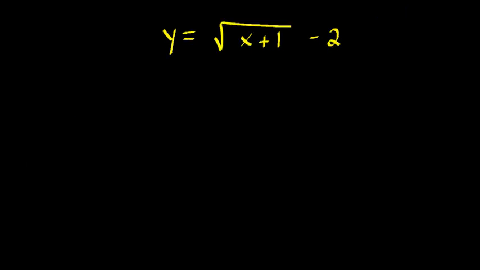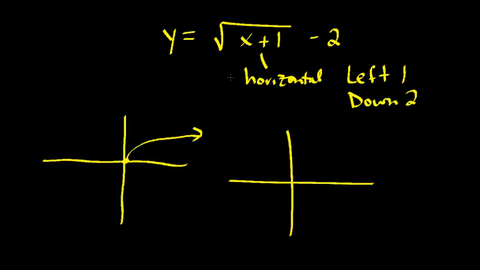Next, let's take a look at a transformation of the square root function. As we know, values added or subtracted inside the function, in this case the square root, are horizontal movements. Plus goes left. So this is telling us to move the graph left 1. The -2 outside of the square root function tells us to move the graph down 2. The 0, 0 point that is on the square root function will be transformed left 1 and down 2.